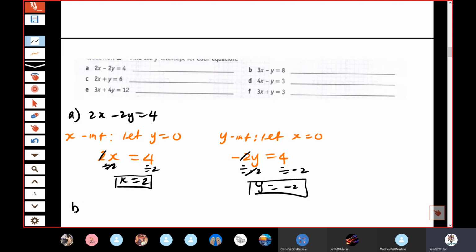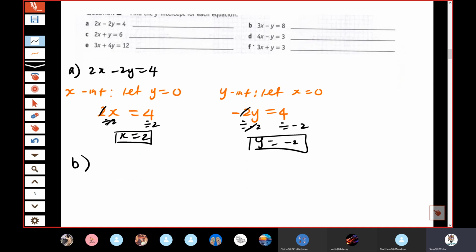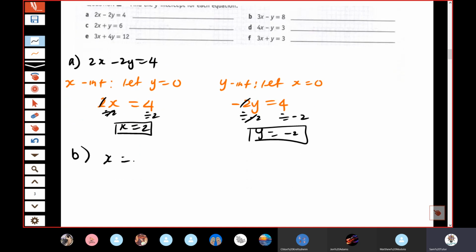Someone want to help us out with the answers? For B, what do we get? X equals, and we can double check it all. 8 on 3, 8 over 3. And y equals? Negative 8, because there's a negative y, right? So when you divide by negative 1, okay.